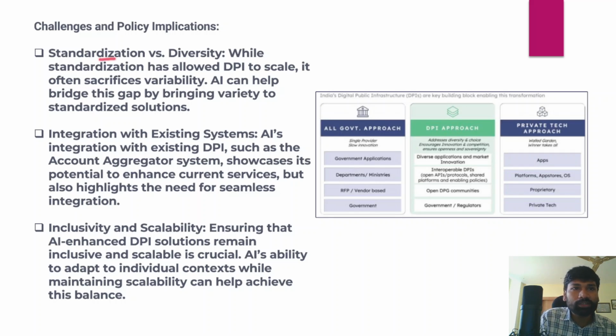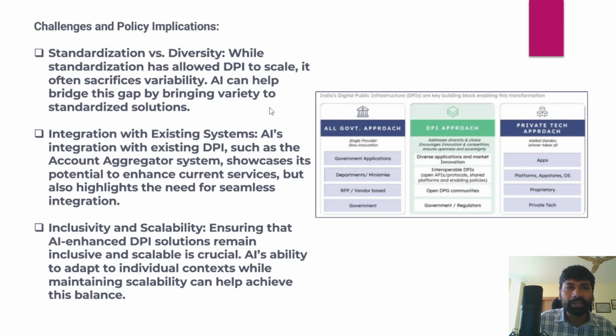When we talk about the standardization of artificial intelligence models, that has allowed digital public infrastructure to scale itself, but it often sacrifices variability. Standardization sacrifices variability and diversity. However, artificial intelligence can help bridge this gap between standardization and diversity in the digital public infrastructure by bringing variety to standardized solutions. And after that, we need to talk about integration with existing systems.